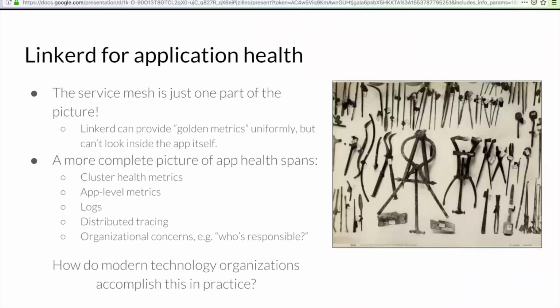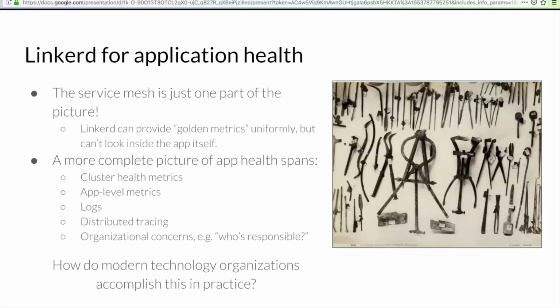But we can't look inside the box, right? All we can do is observe the traffic coming into the service and out of the service. So if you put this in the bigger context, if we're talking about application health in Kubernetes, you're also thinking about, okay, what's the health of the underlying cluster? Presumably, there are machines somewhere under there, virtual or physical, that have to be up and running. You're looking at the application health inside the box, so what the application knows itself about what's happening. You're looking at logs and distributed tracing and other kinds of output from the services.